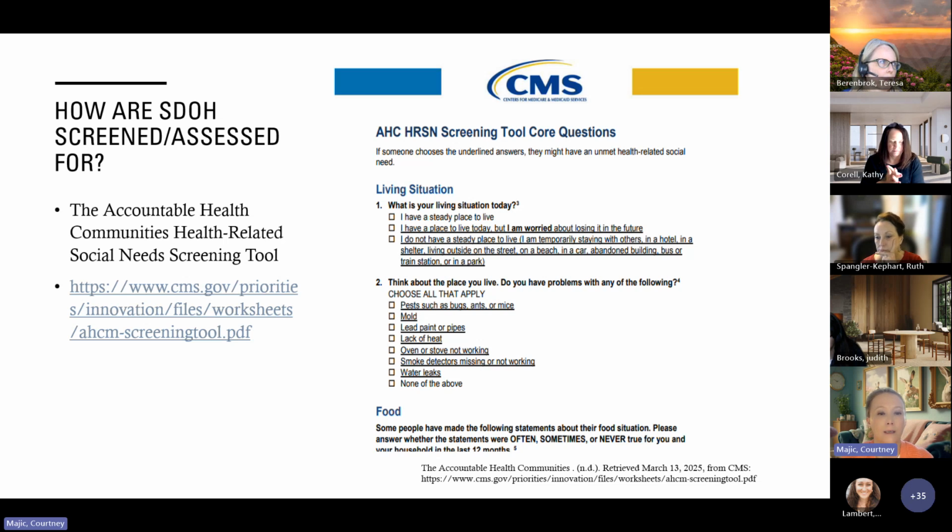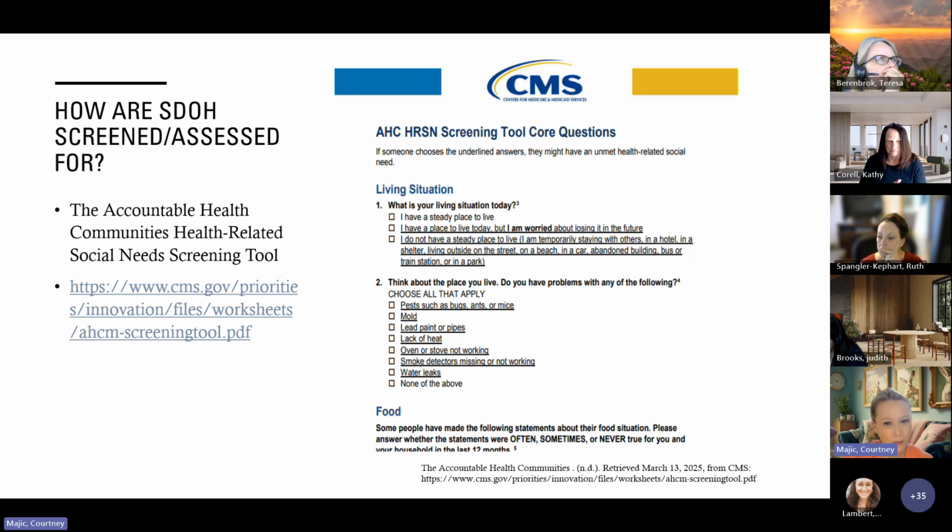Okay, so next we're going to go into the screening tool. Once we have the buy-in from providers and those that are screening for these, the next question is, how are we going to screen for them? There are so many different ways, and so many different questions that can be asked. One of the available tools is the AHC HRSN screening tool, which was created by CMS. I just took a screenshot of one of the first pages. I think it's 5 pages long, but it gives you an example of those conditions that they screen for.